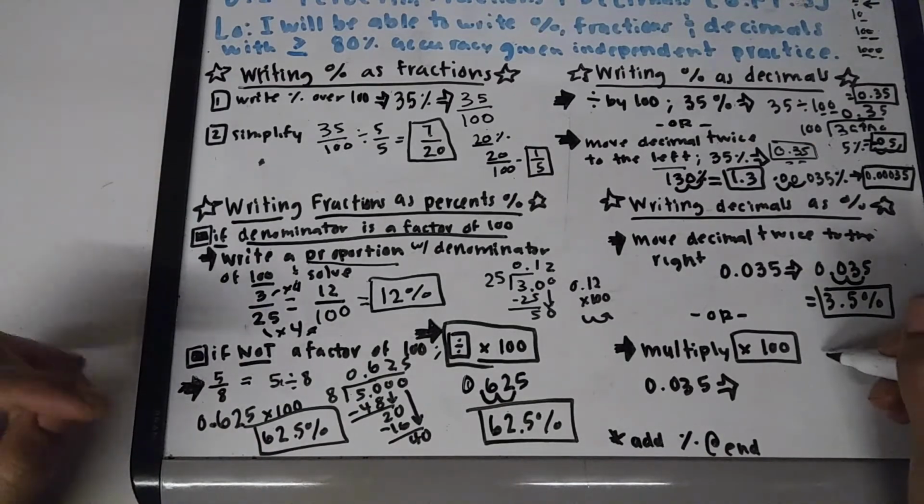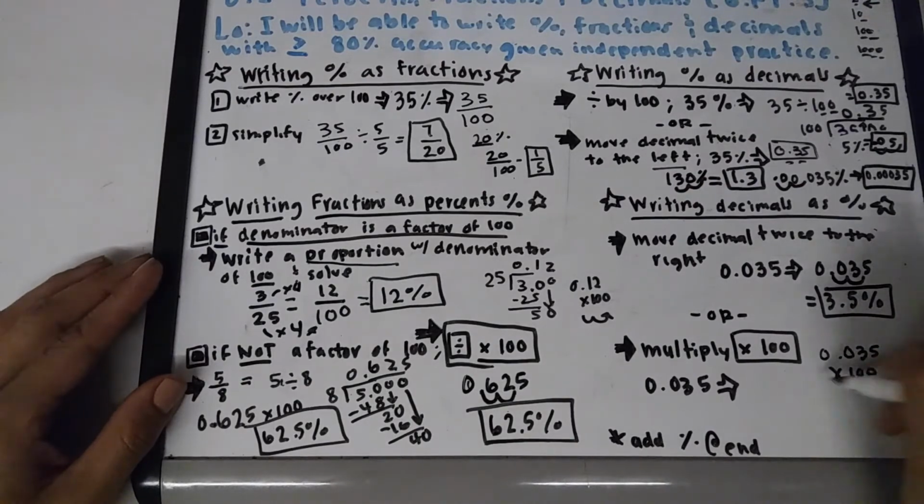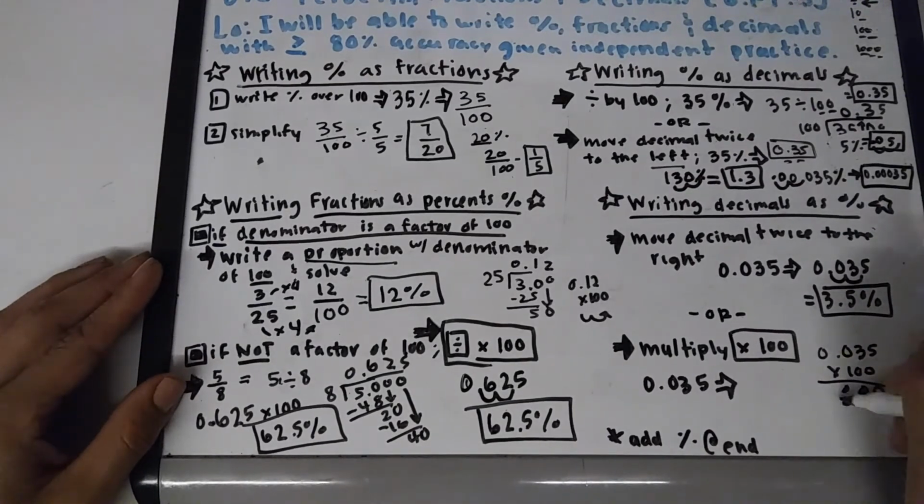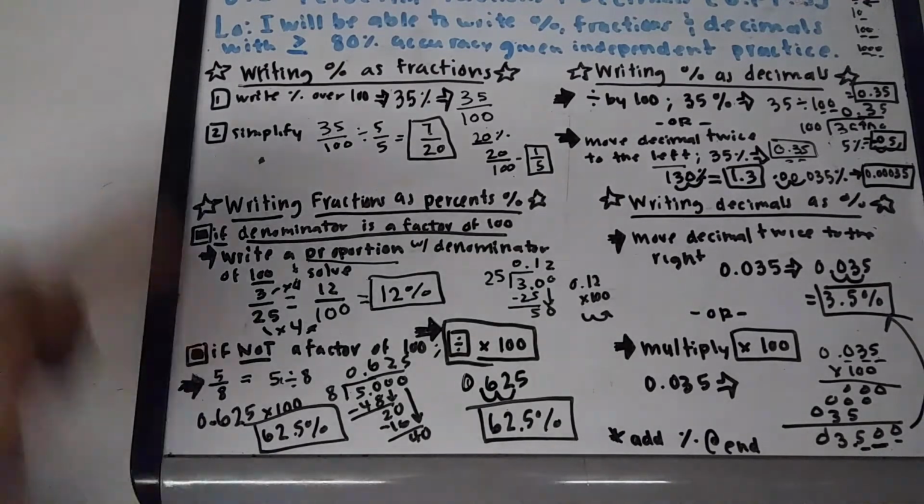Okay, so if I were to do that, let me do it the long way. They have 1, 2, 3 places to the right of the decimal. 1, 2, 3, and 1, 2, 3. So the decimal should be right there. So again, I end up with the same thing. Okay.